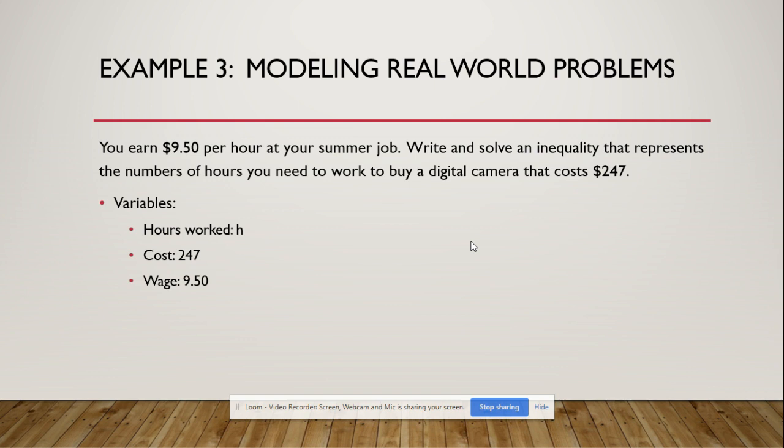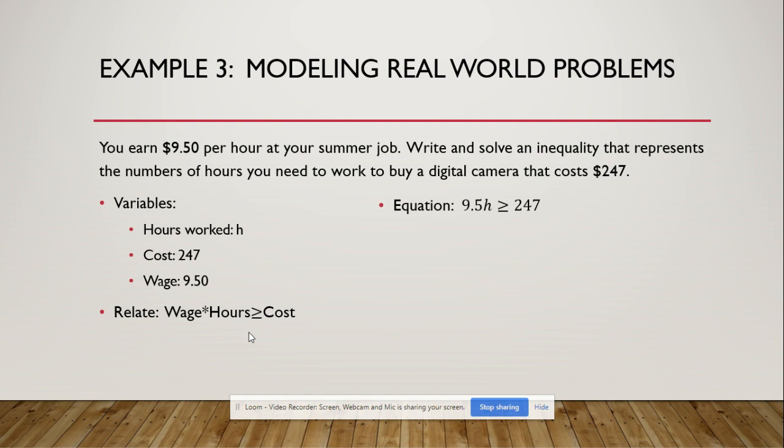Another thing to pay attention to is how hours worked and wages relate to our total earnings. If I earn $5 an hour and work for 2 hours, that's $10. If I work for 3 hours, great, $15. All we're really doing here is multiplying the hours by the wages. And so this is what that relationship looks like. You've got your wage multiplied by however many hours you work, and this needs to be greater than the cost of what you're going to buy.